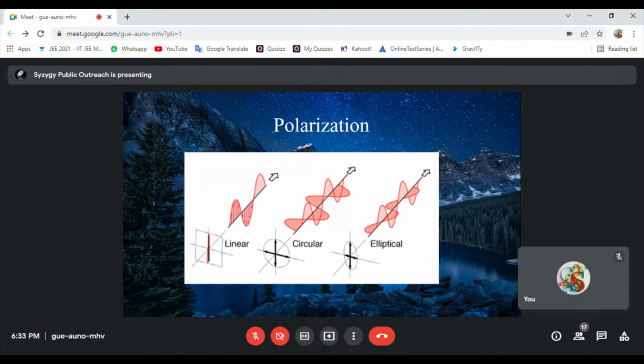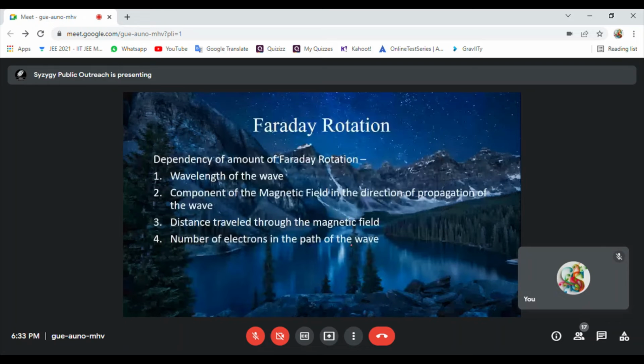Next is Faraday rotation. Now we learned about polarized waves. Faraday rotation occurs when such a wave is passed through a magnetic field. When it passes through a magnetic field, the electric field will tend to rotate, and that rotation is called Faraday rotation.